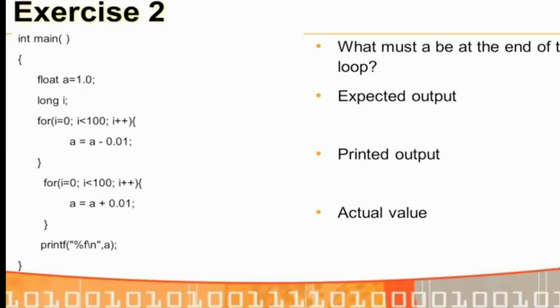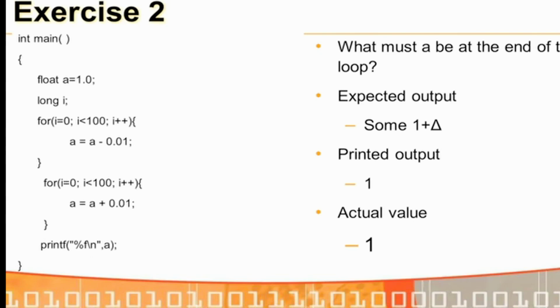Just try it out. Now let us see what will happen here. I am starting with a equal to 1, subtracting 100 times and adding 100 times, so the answer should again be 1. So the expected output is 1. You might say the output will be 1 plus delta, but actually the printed output is 1, it becomes accurate, and the actual value stored is also 1.